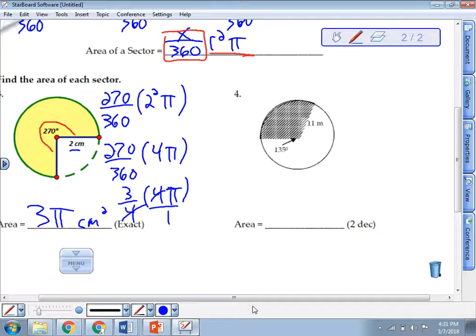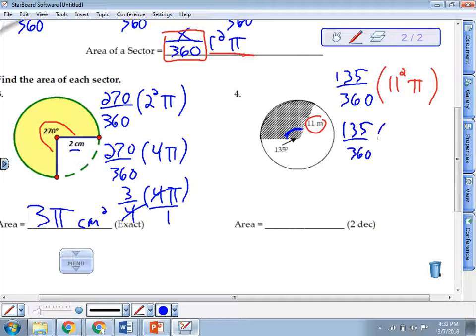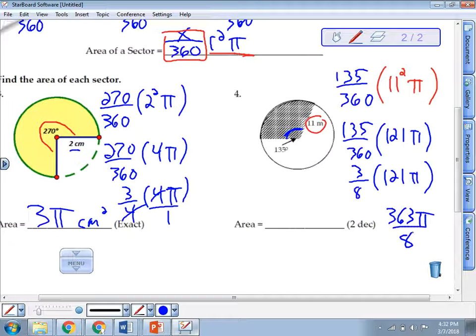One more example. Okay, this time the sector is 135 degrees. So we do 135 over 360. And then again, the radius this time is 11. So remember, we take the fraction, we times by the area of the circle. Well, area is radius squared, which in this case is 11 squared times pi. When I type that in, I'm going to get 135 over 360 times 11 squared is 121, and then that's pi. Now, if you want to reduce the 135 and 360 to 3/8, that's fine. And that's times 121 pi. When you multiply that across, if you want to keep it as a fraction, that would end up equaling 363 pi over 8. That doesn't reduce, so that's one answer.